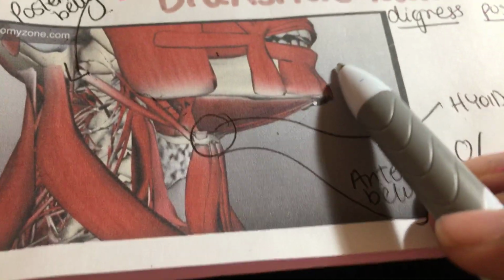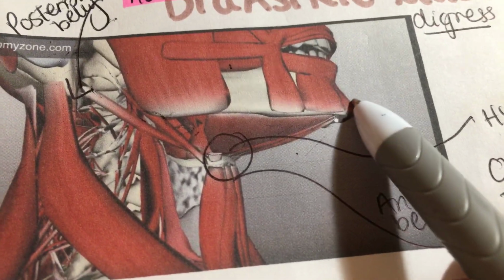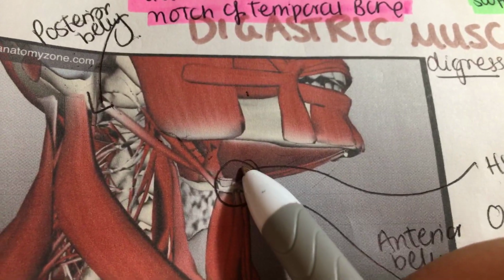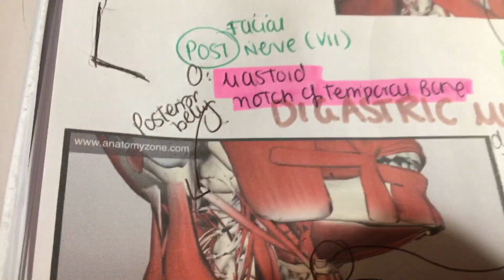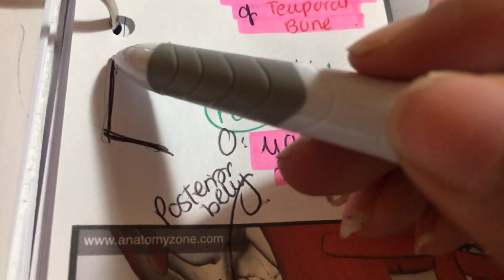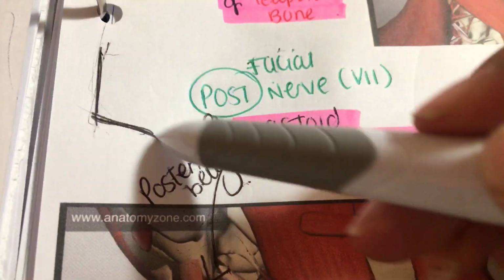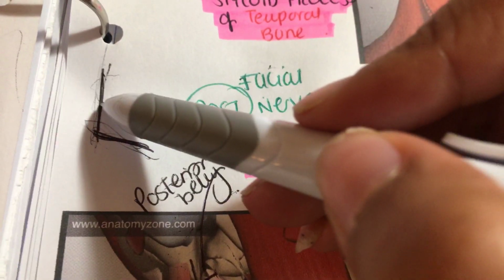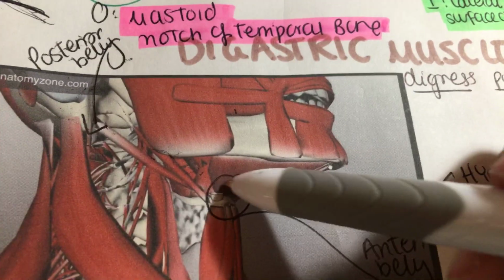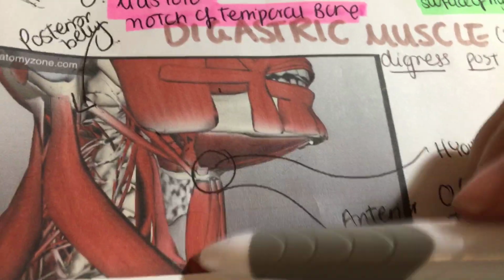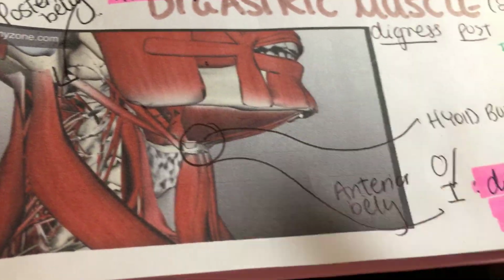And then the anterior belly is going to come from here, on the mandible, in the digastric fossa, and it's going to come back to the hyoid bone. When you look at diagrams of the digastric muscle, and even in the lab, it forms kind of like a right angle, but it's an obtuse angle, because it comes together and meets in the middle of the hyoid bone. This is above the thyroid cartilage.